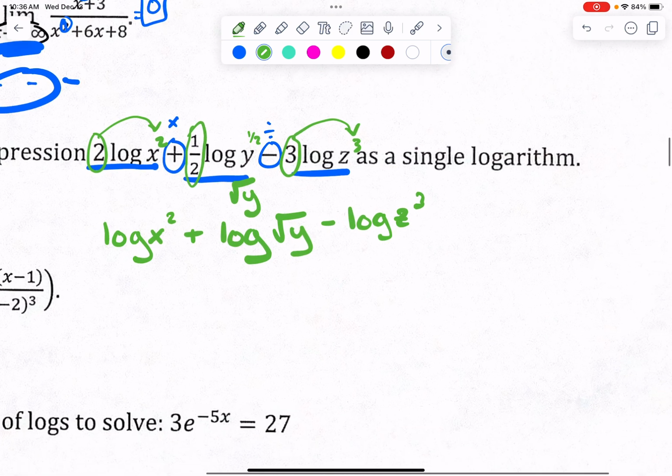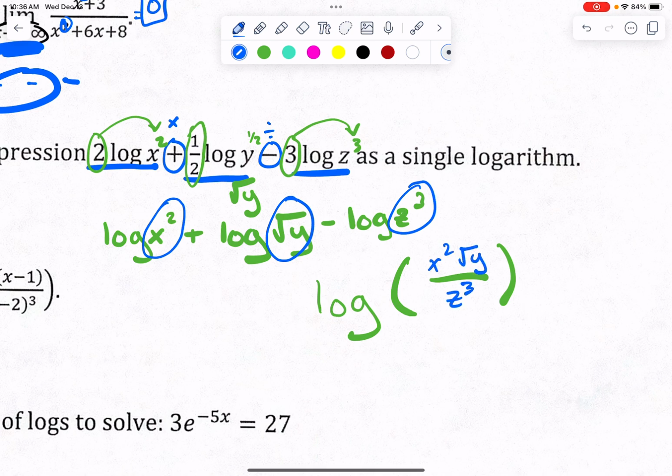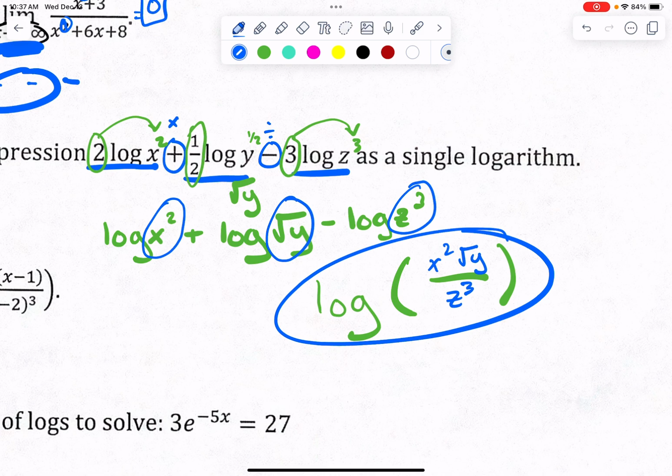And then I just want to condense them into 1 log. So I've got 1 log, and I've got a bunch of junk in here. Okay, these 2 are being multiplied. This guy is being divided. So I have x squared, square root of y, over z cubed. And that's 1 log. Okay, so hopefully that made sense.